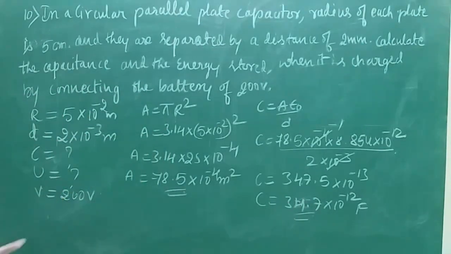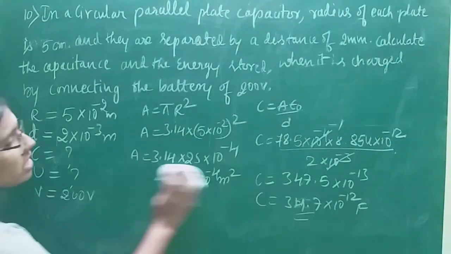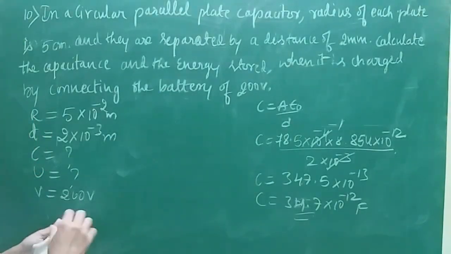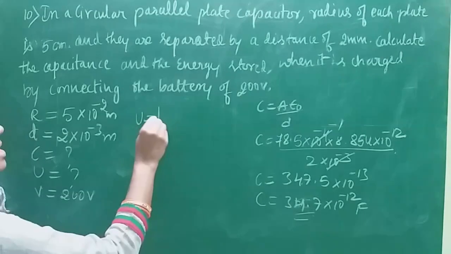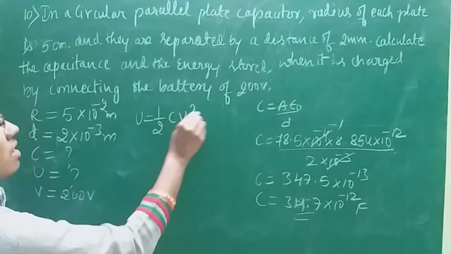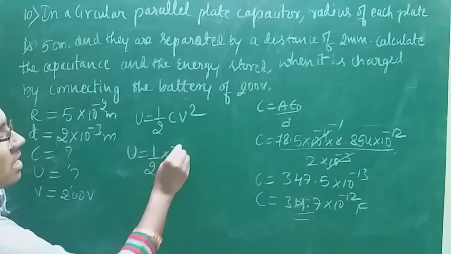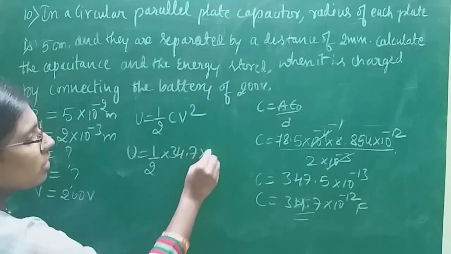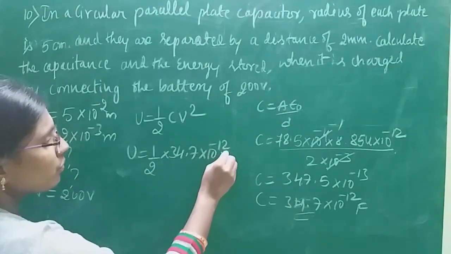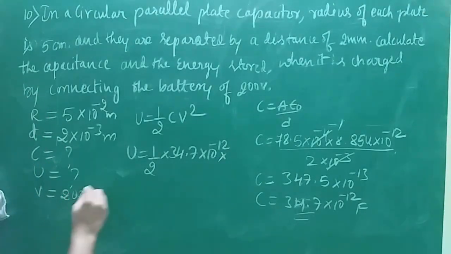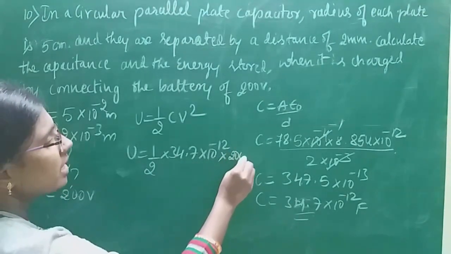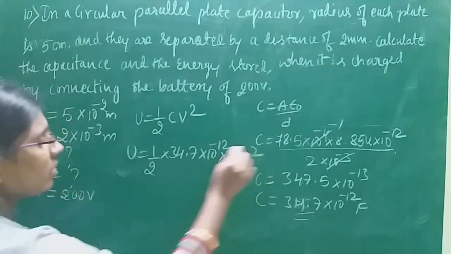They have also asked to calculate the energy stored. So the energy stored is given by U is equal to half C V square. So U can be written as half into C, which is 34.7 into 10 to the power of minus 12, into V square, which means 200 whole square.